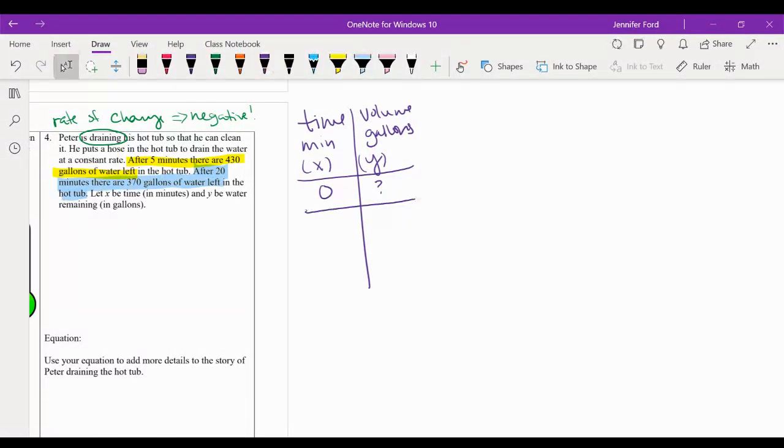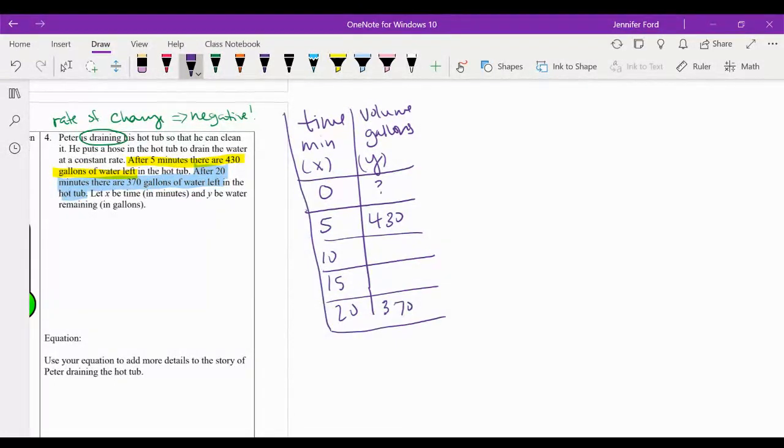So I'm going to use those clues and just put them in: 5 minutes, 430 gallons, and 20 minutes, 370. I don't normally put in the middle values, but if you really want to, you can. It depends how your brain sees patterns. If your brain needs to see it going 0, 5, 10, 15, 20 to see the pattern, then go ahead. But just know that I don't need those numbers to solve the problem unless I need them to see the pattern.